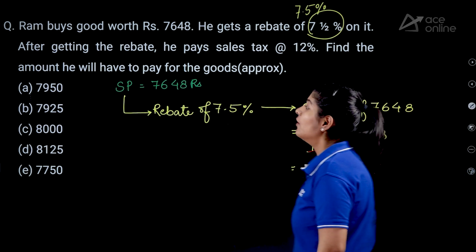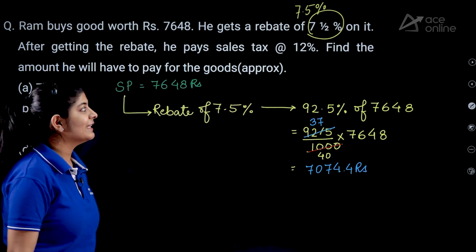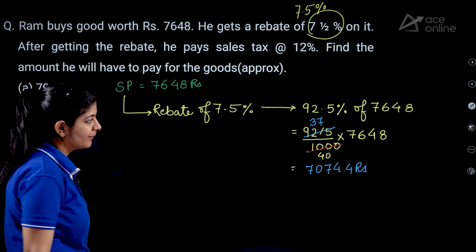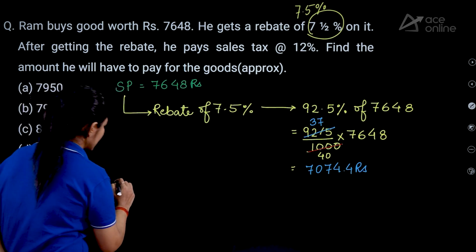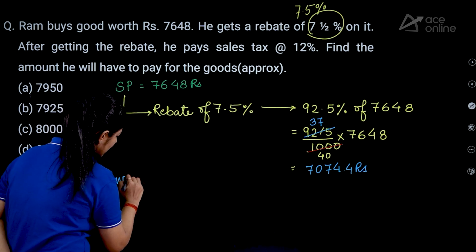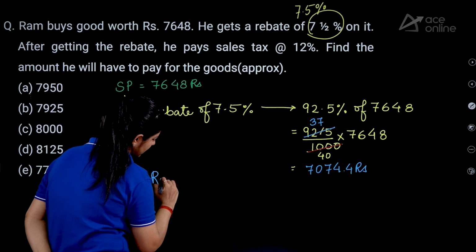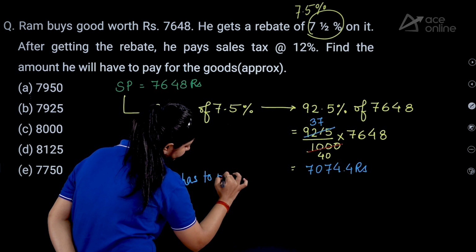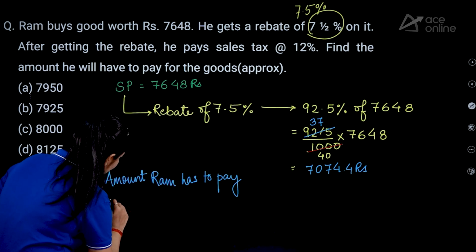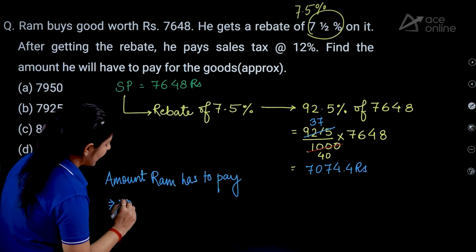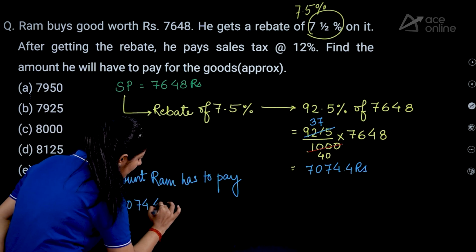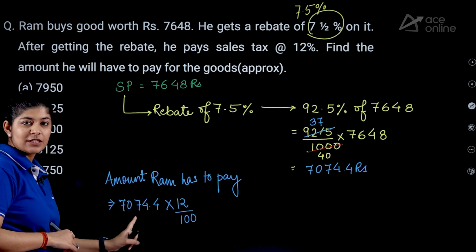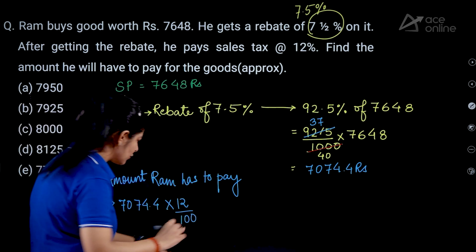Now, he also has to pay a sales tax that is of 12%, but on this particular amount after getting the rebate, right? Now, the amount Ram has to pay. So the amount on which this 12% tax is applicable is this one, and 12%. That means he has to pay this much amount and 12% of this much also.